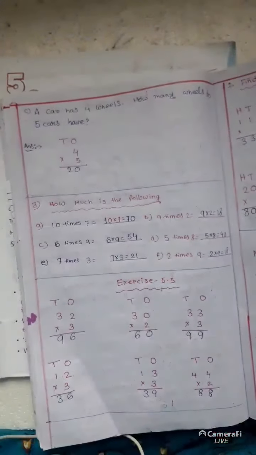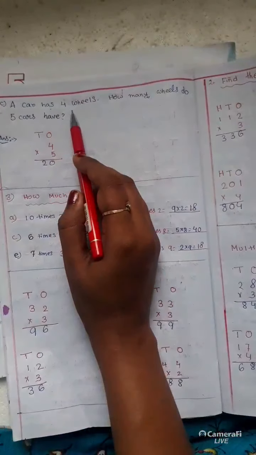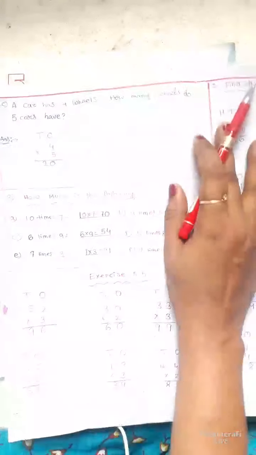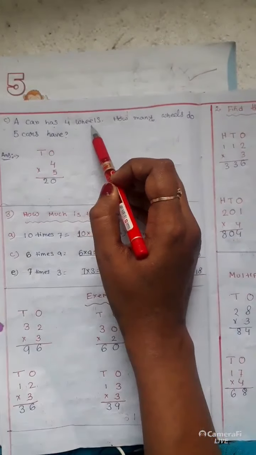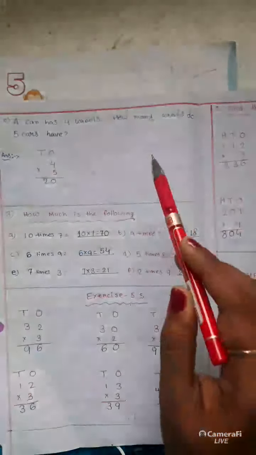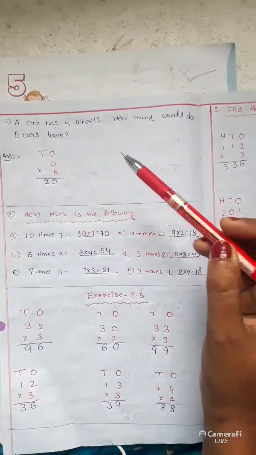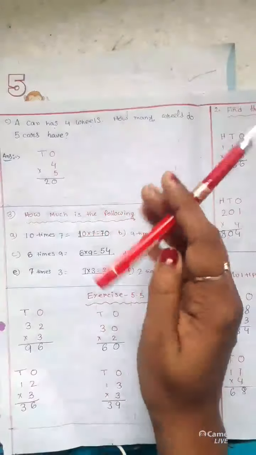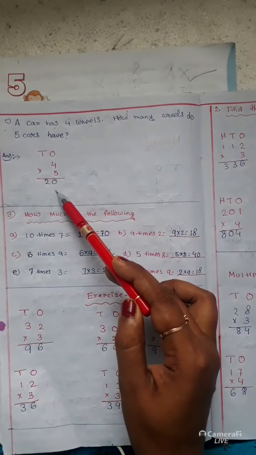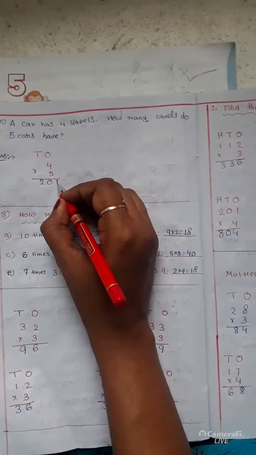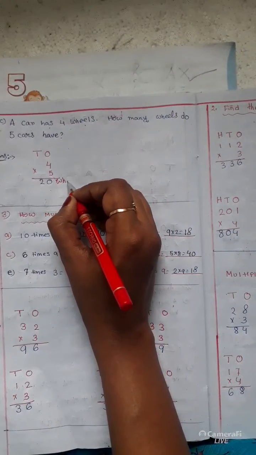Now the next one is what? A car has 4 wheels. How many wheels do 5 cars have? If one car is having 4 wheels, then 5 cars will have 4 into 5, it's 20. Easy. So 5 cars will have 20 wheels.